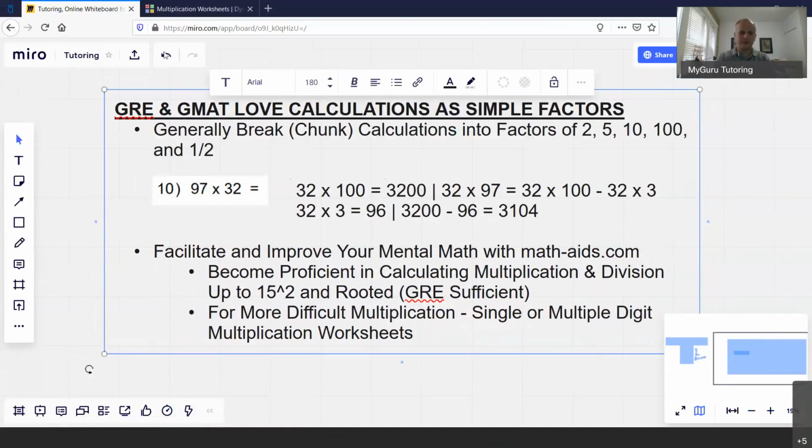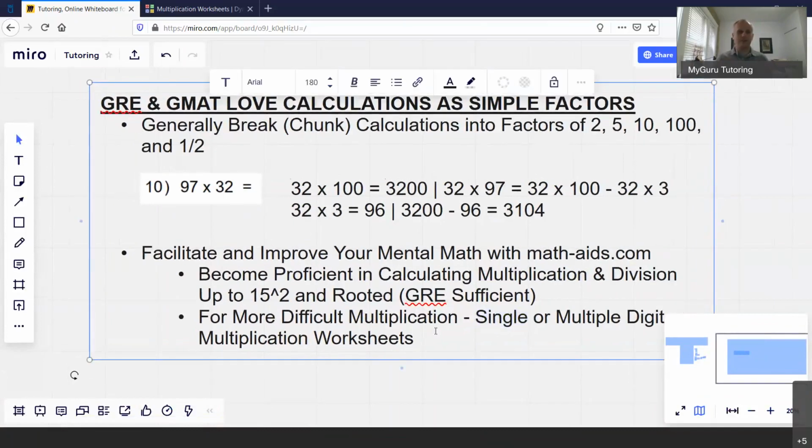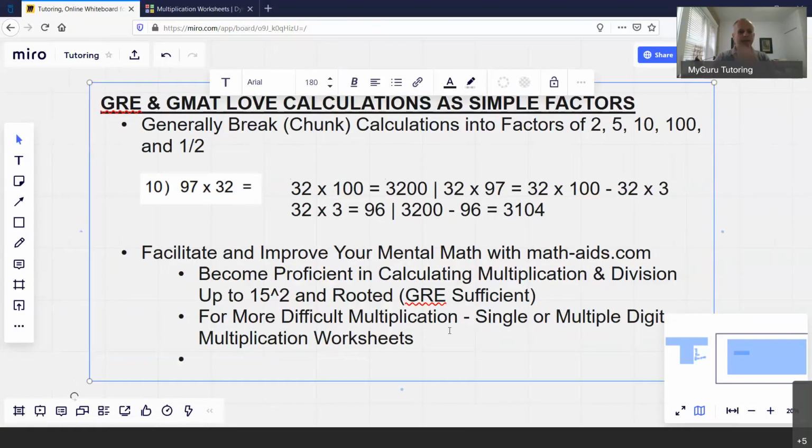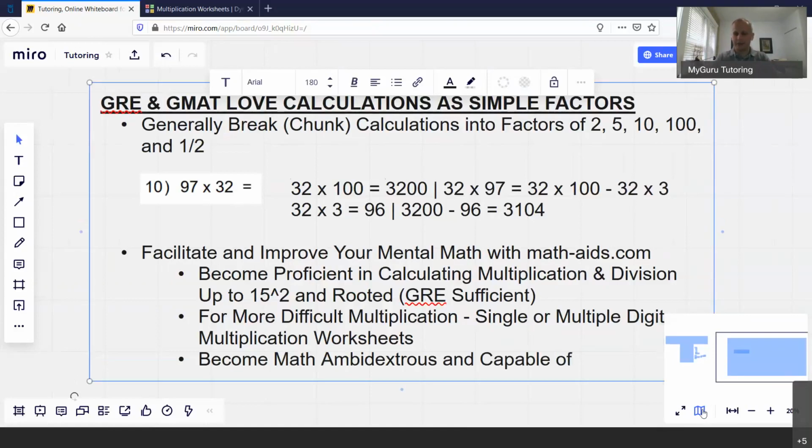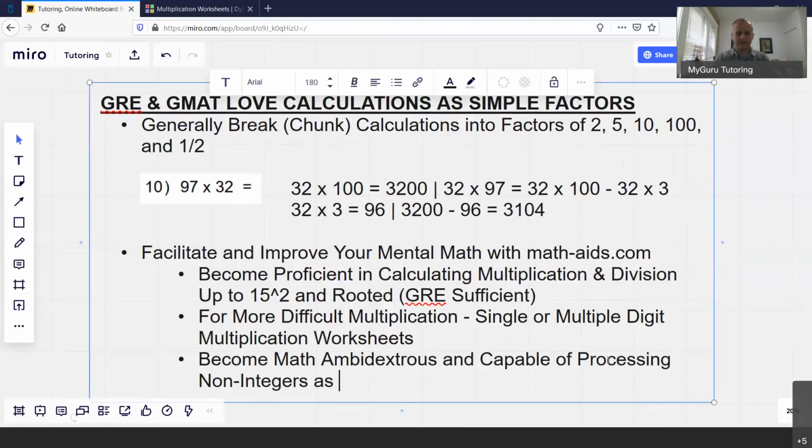So beyond that kind of manual calculation of multiplication and division that we just saw, there are some things that you want to do manually with equal ability. So everything when it comes to the mental math, as far as it pertains to non-integers, is what I like to call becoming math ambidextrous and capable of processing non-integers as fractions, decimals, and percents.